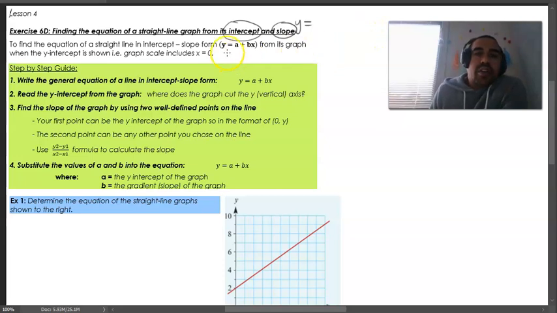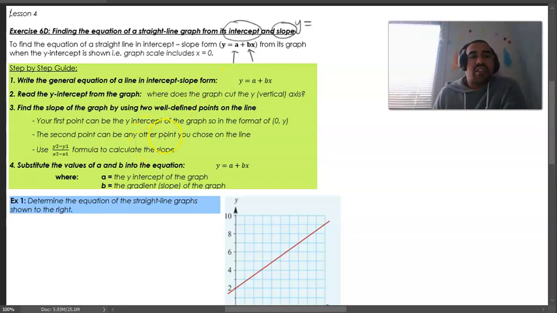You got to know that the format is y is equal to a plus bx, and if you recall from the previous videos, a is where the line hits the y-axis, or the vertical axis, and b is the slope. How much is this graph going up or down by? And then when you get these two forms of information, you can put it into the graph of y equals something. So here's the step-by-step guide.